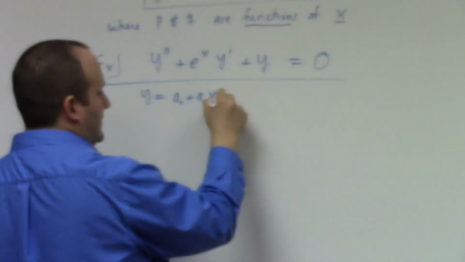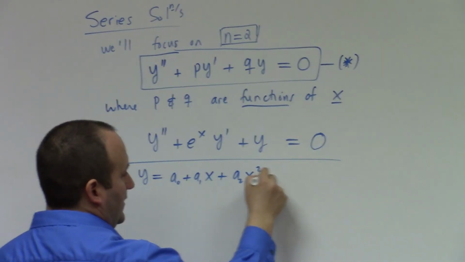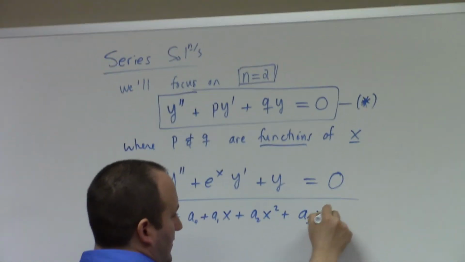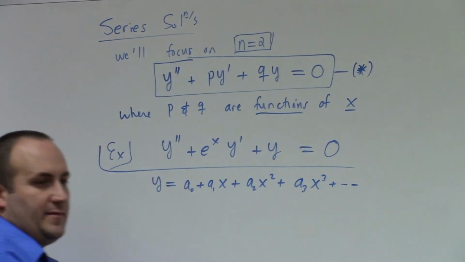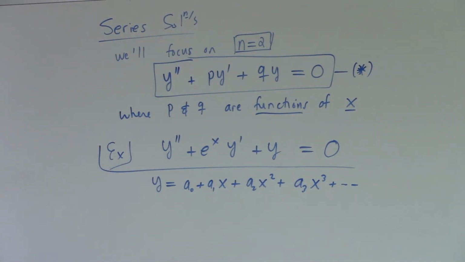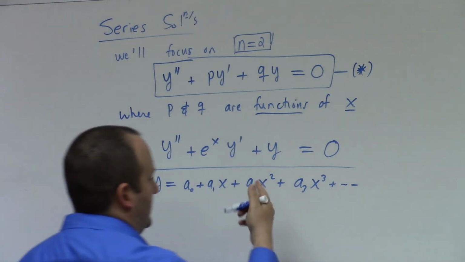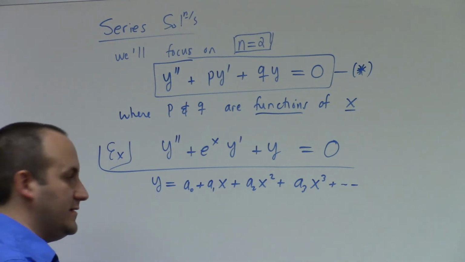So we make our usual guess. y is equal to a sub 0 plus a sub 1 x plus a sub 2 x squared plus a sub 3 x cubed plus dot dot dot. I'll just keep that many. You had 3y. I don't know if that makes sense. No, I could put a 3 there, but that would just clutter things. I'll leave it y. It's fine.